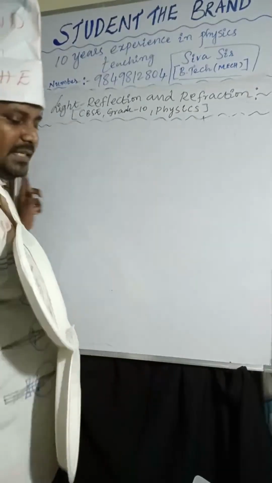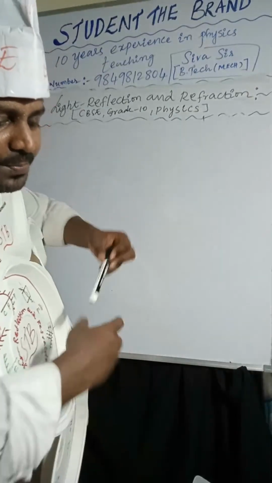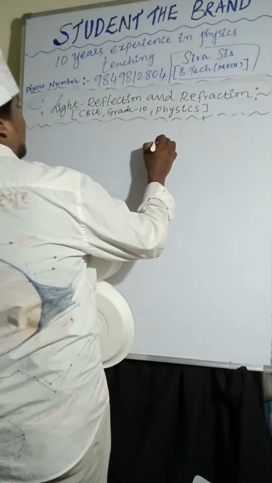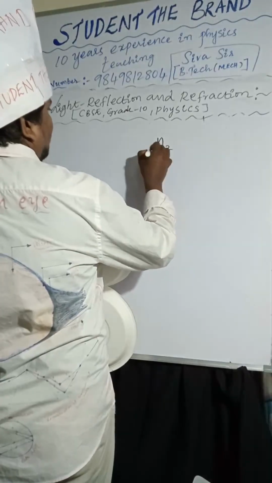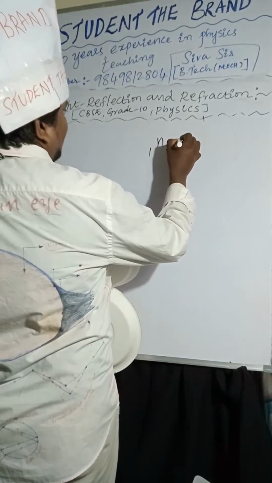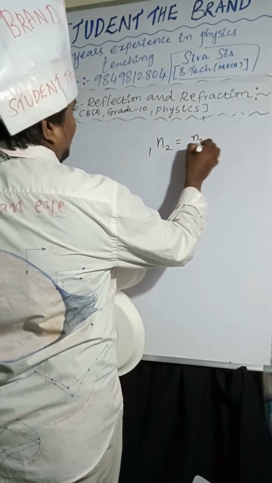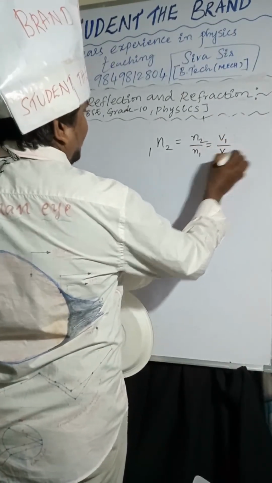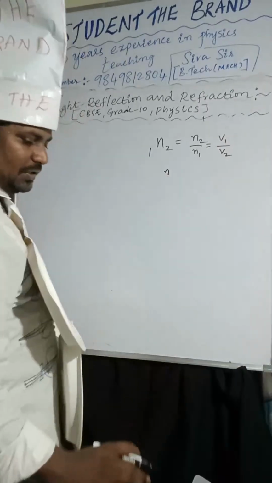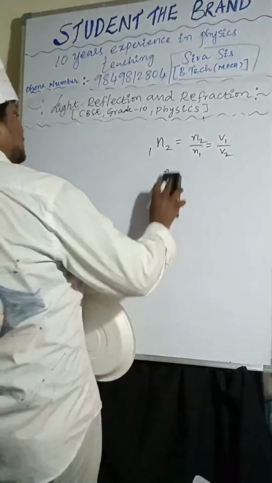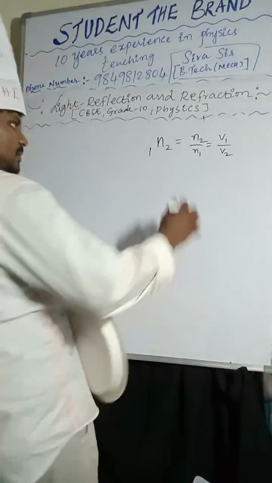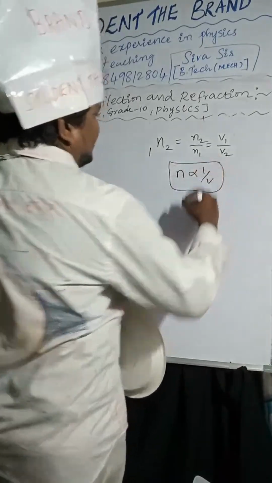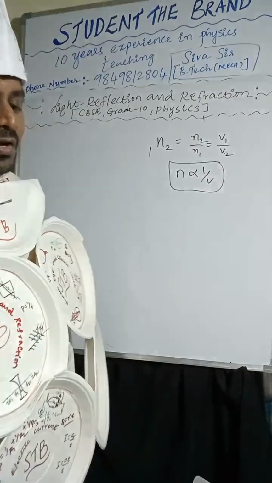Here I am considering one more point. For the refractive index, we can also write n2 by n1, which is nothing but v1 by v2, because n is inversely proportional to velocity.